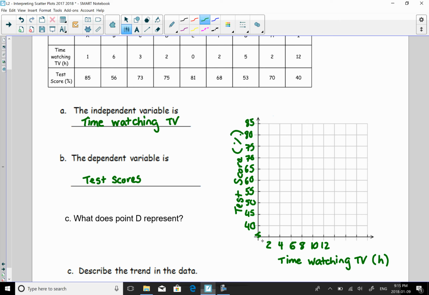So let's plot these points. So I have 1 and 85, 6 and 56, 3 and 73, 2 and 75, 0 and 81, 2 and 68, 5 and 53, 2 and 70, and 12 and 40. So you'll notice that as the time watching TV increases, your test scores generally go down.